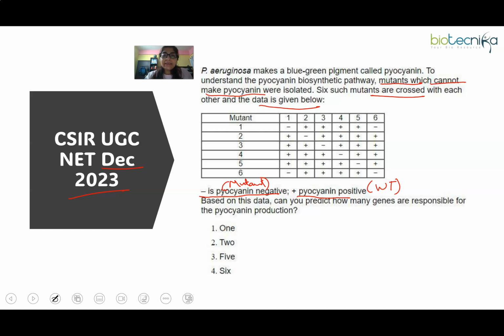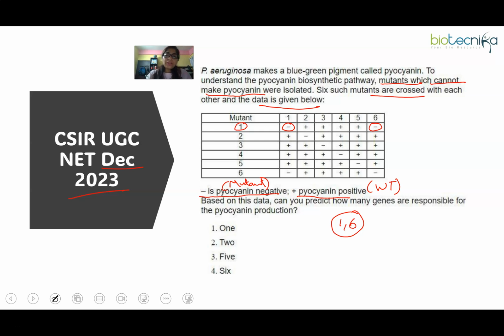As you can see here, mutant 1 is not complementing itself. Definitely it will not, because it is the same mutation. Along with that, mutant 1 is also not complementing 6. What does that mean? That 1 and 6 are present in one complementation group. That's why they are not complementing each other.